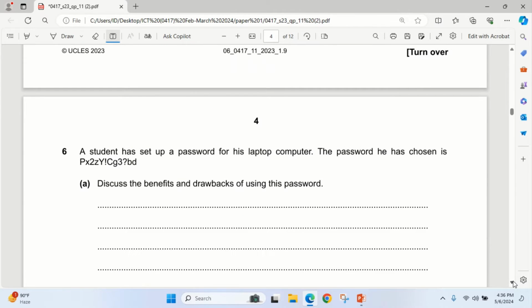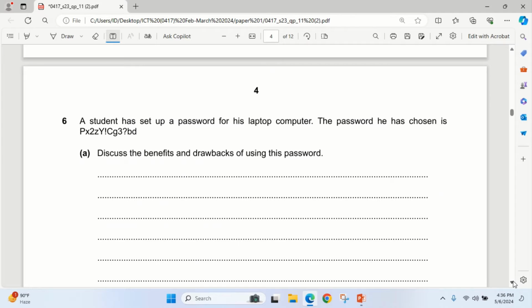Then the next question is question 6. A student has set up a password for his laptop computer. The password he has chosen is as shown here: a combination of letters, numbers, special characters, lower and upper cases. So that's what he has chosen. And then if you look at the number of characters, 1 2 3 4 5 6 7 8 9 10 11 12, about 12 characters.